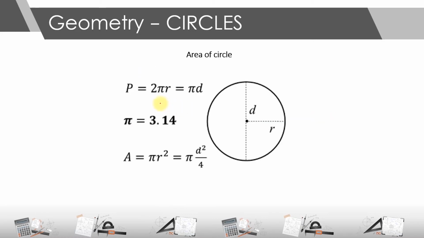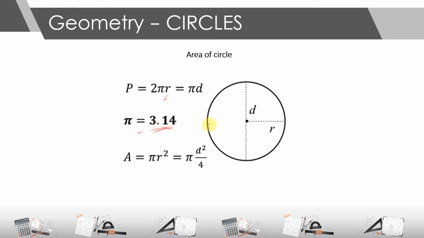Now lastly, let us talk about the perimeter and the area of a circle. In a circle, we only need to know the radius or the diameter of the circle. If we know the radius, the perimeter of a circle is 2 pi r, and you can replace 2r with the diameter, so the perimeter is going to be pi d. The perimeter of a circle is also known as circumference. So circumference or perimeter of a circle is 2 pi r.